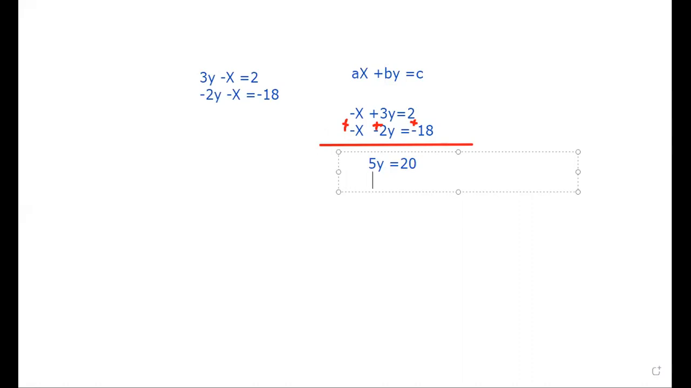Over 5. So we will divide both sides by 5. Then y equal 20 divided by 5 equal what? 4. Yes. Okay, so we have y equal 4. We will stop at this point, y equal 4.